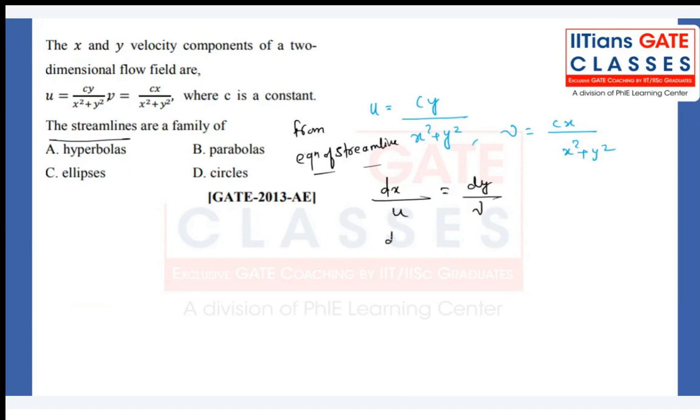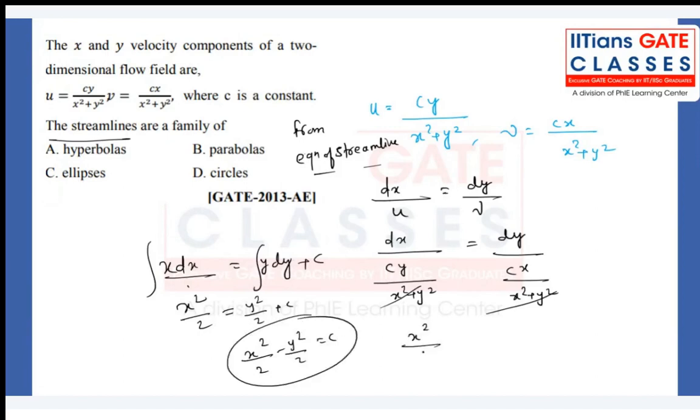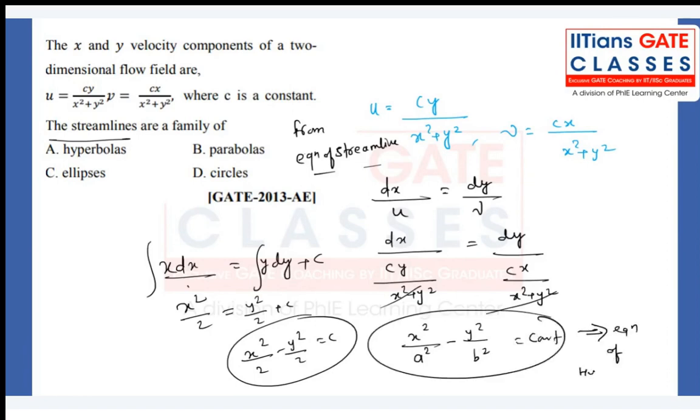So dx divided by, no, again think of that. So this will cancel out. So x dx is equal to y dy. When you integrate, you will get a certain constant: x square by 2 equals y square by 2 plus c. So x square by 2 minus y square by 2 is c. Whenever you have the equation in the form of this, we say this is the equation of a hyperbola. And so A is correct.